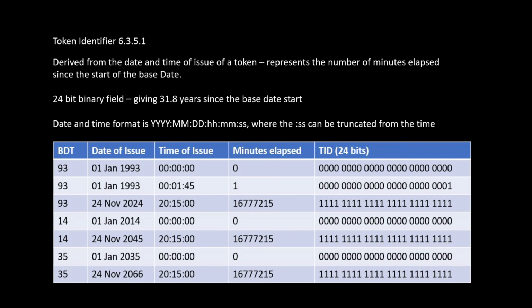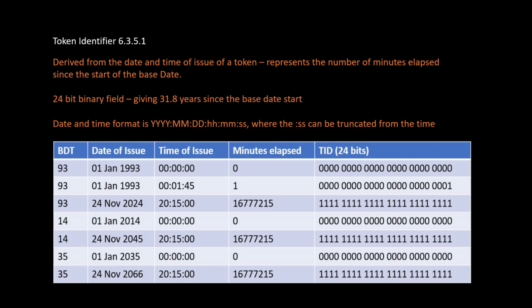We've spoken about token identifier quite a bit, but it's probably worth going through it again. It's derived from the date and time of the issue of the token, and it represents a number of minutes elapsed since the start of the base date. It's a 24-bit binary field, giving 31.8 years since the base date's start. The date and time format is year, month, day, hours, minutes, second, where the seconds can be truncated from the time. They are not actually used in the generation of the TID.